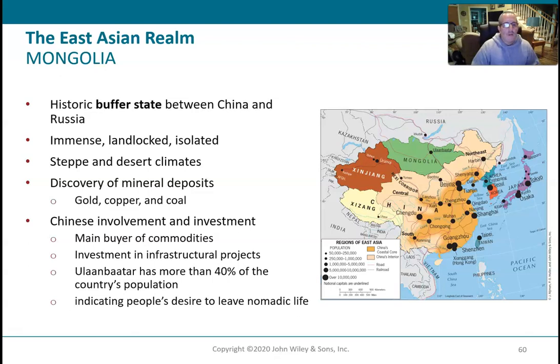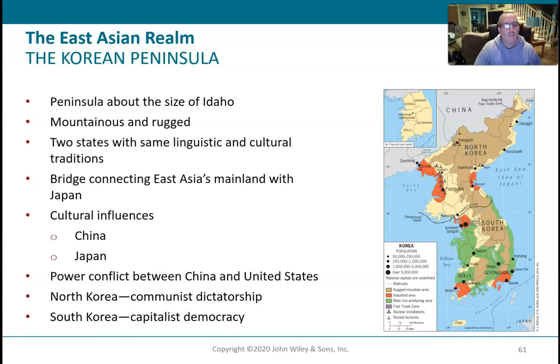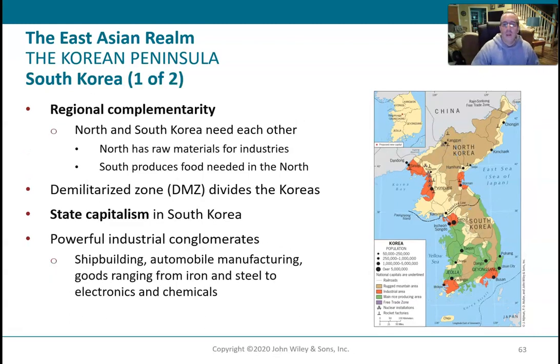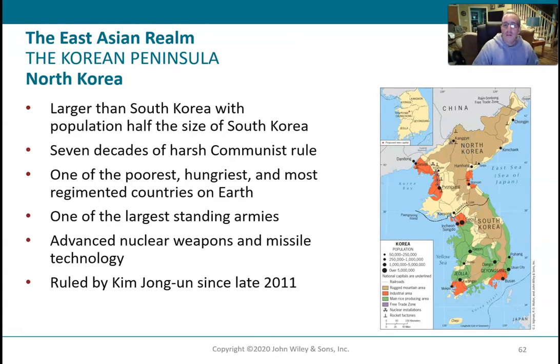Here is Mongolia. I've already mentioned all of these things. Of course, China is its biggest trade partner. I've already heavily talked about the Koreas. And South Korea, by the way, is a capitalist democracy, just like the United States. You'll also see that North Korea is a little bit bigger in land area, but South Korea has many more people. The population is much larger in South Korea. It has much more money, trade, and industry. The economy is substantial in South Korea.